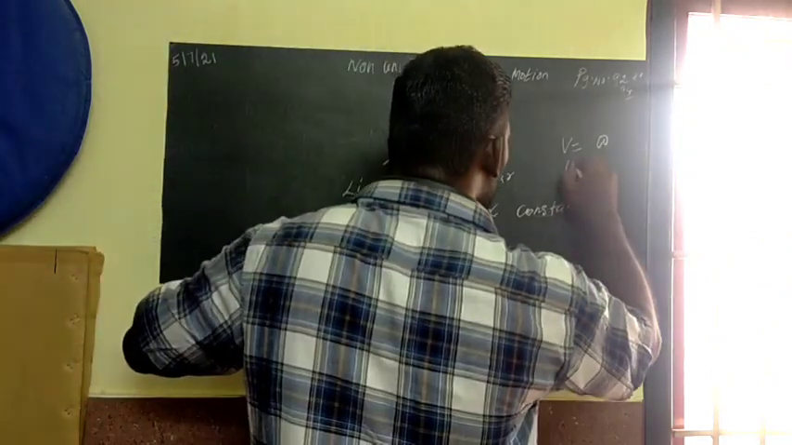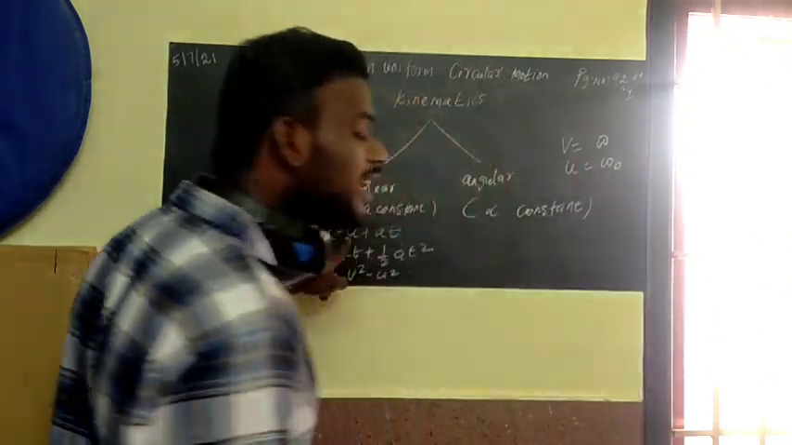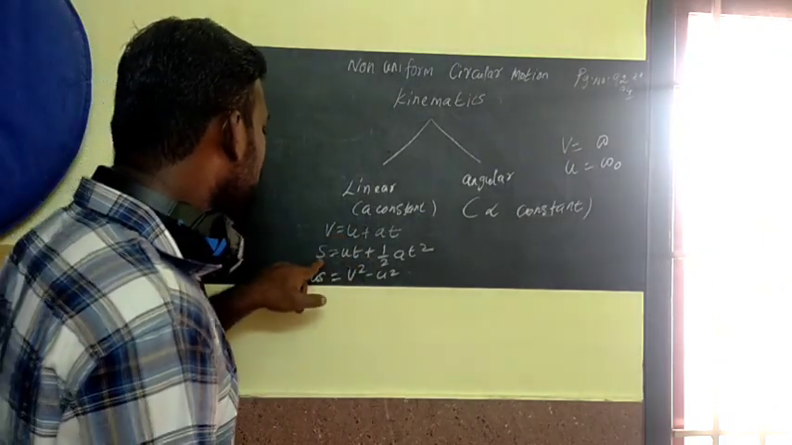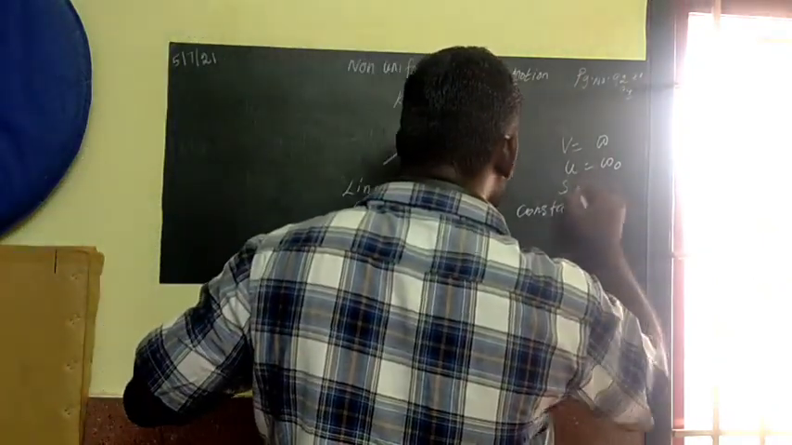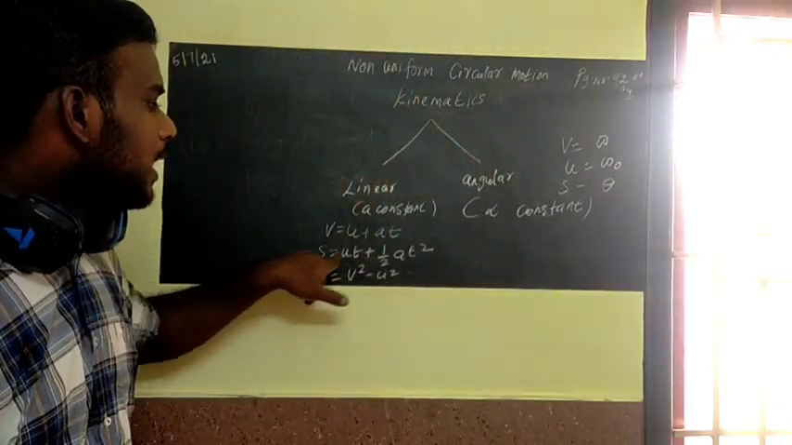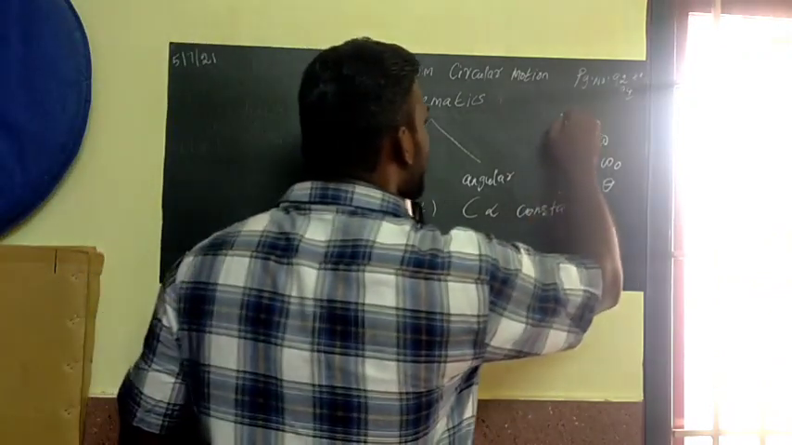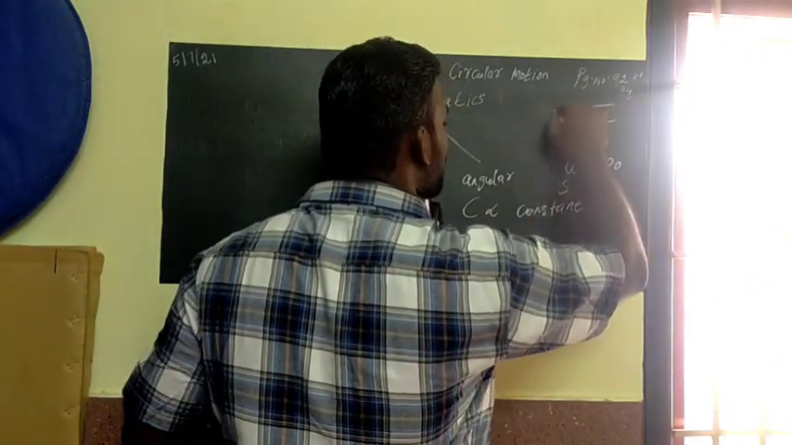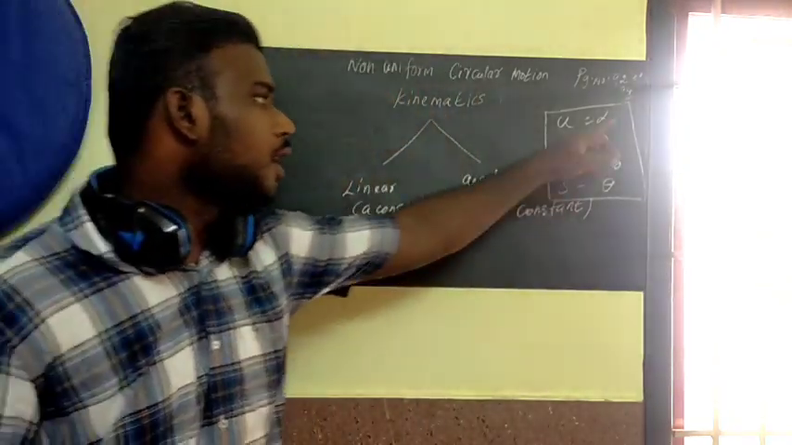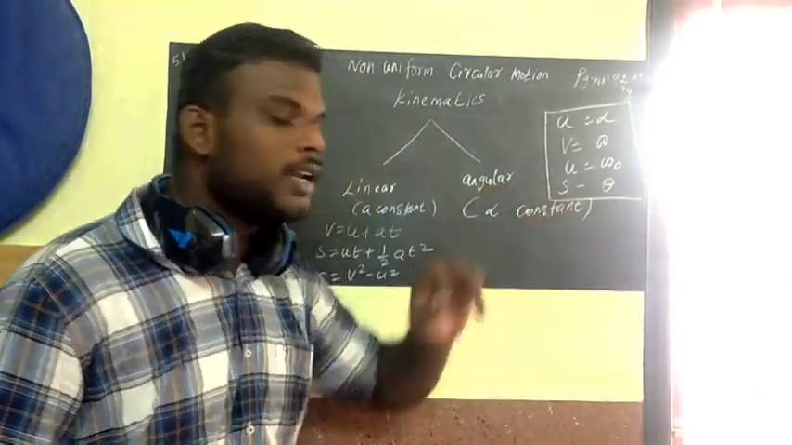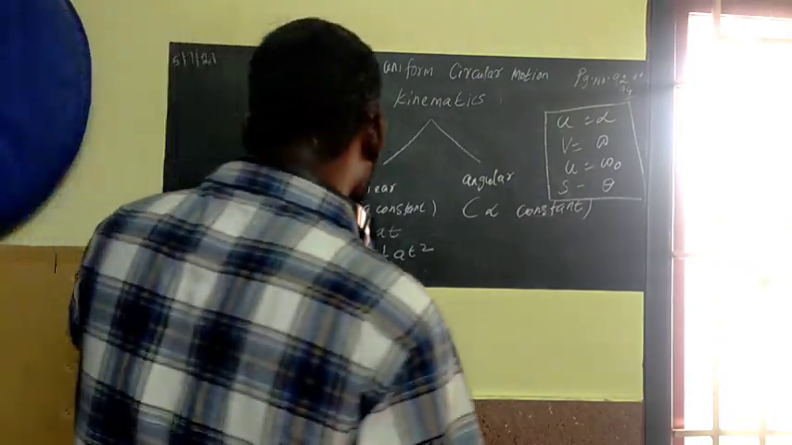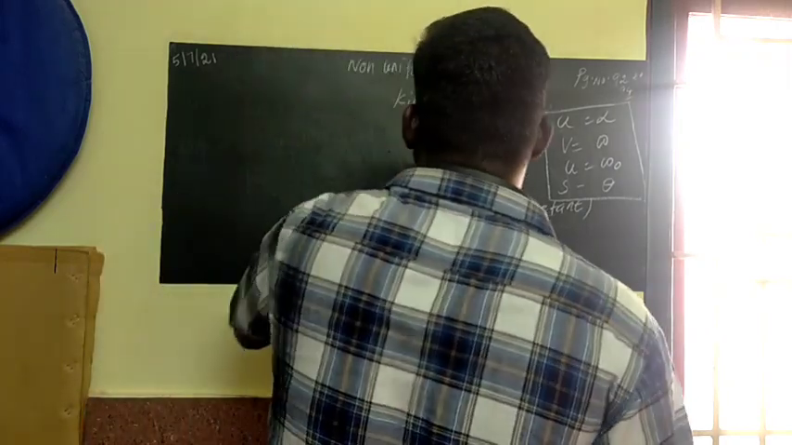In place of U, I can write omega naught, that is initial angular velocity. And in place of S, that is linear displacement, I can take angular displacement. And in place of acceleration, I can take angular acceleration. So we can replace all the quantities in linear motion with alpha, omega, omega naught and theta. Is that clear? Please note this.